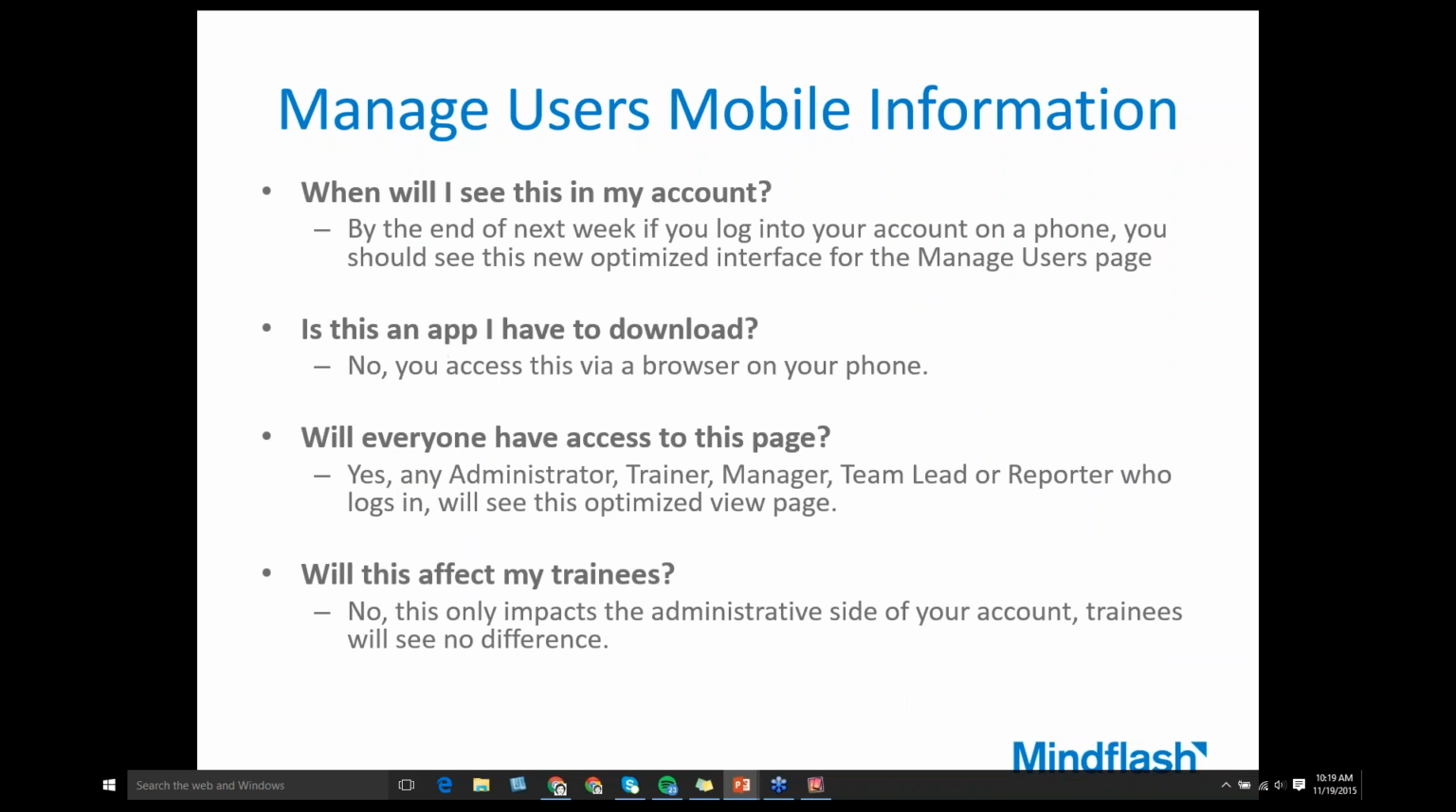Okay, so questions you might have: when will you see this change in your account? When will you be able to log in from your phone? By the end of next week, this should be available. So when you log in from your phone, you'll be able to get this optimized view and start managing your trainees via your smartphone or your tablet. Is this an app? No, this is not an app. So this isn't something you go to the App Store for. You just go to a browser, type in the address of your portal or your account, log in, and you will see this view.